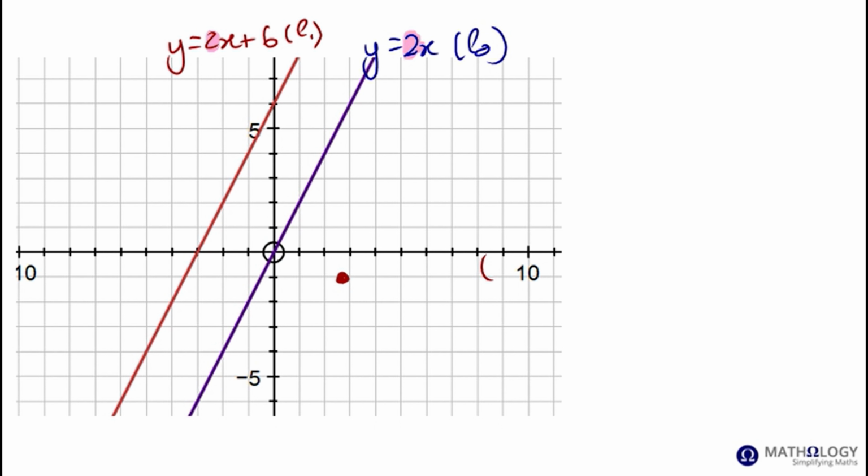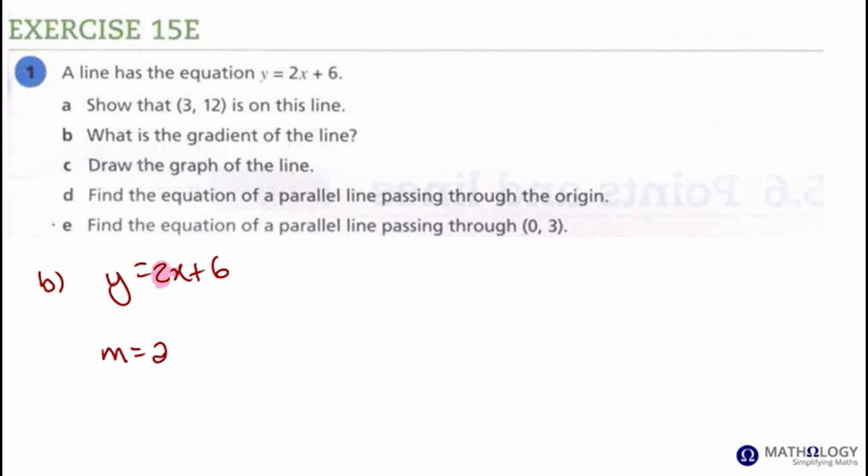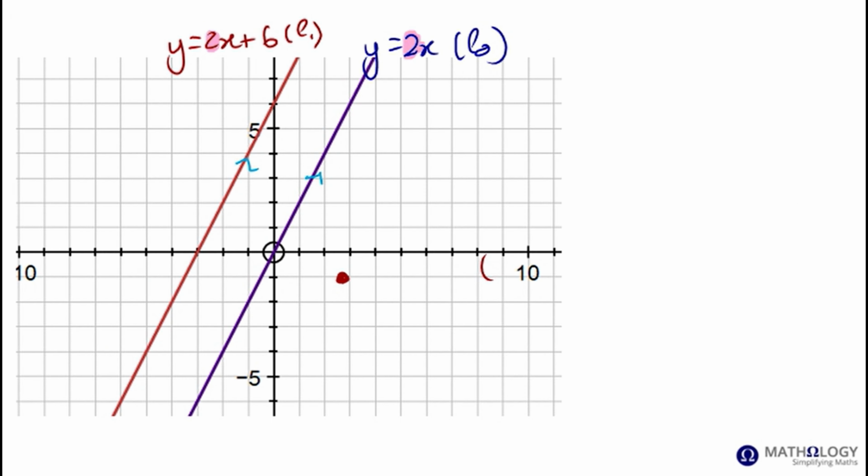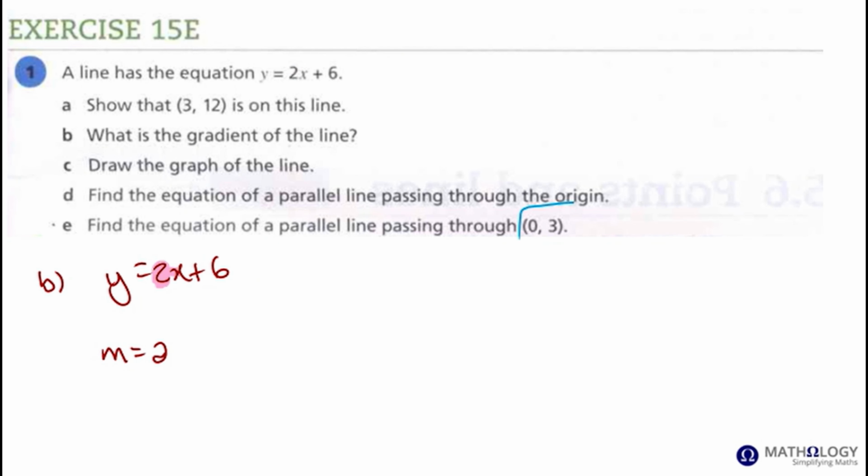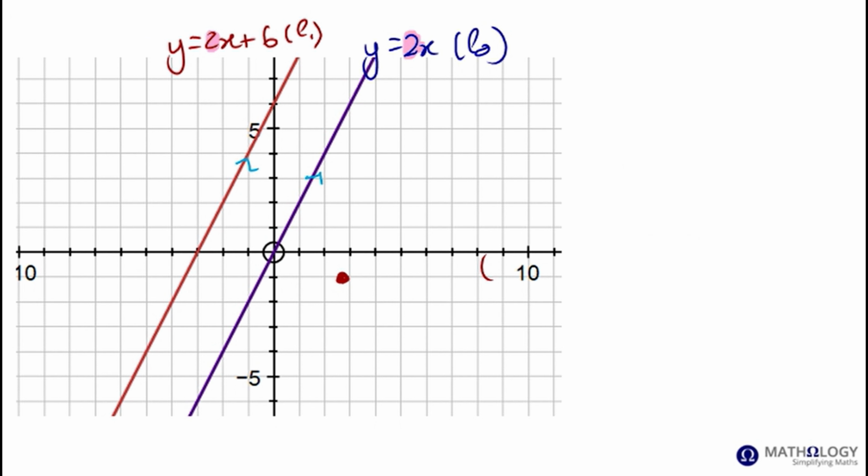And by sketching y equals 2x, we can clearly see that the lines are parallel. They're parallel because they have equal gradients. And find the equation of a line parallel to y equals 2x plus 6, but passing through the point (0, 3). So without doing it algebraically, it says the third line needs to pass through the point (0, 3). So the y-intercept is 3. So the line is going to pass through where y equals 3, which is at that point there. And the line is going to be parallel to both of these lines because they have the same gradient.